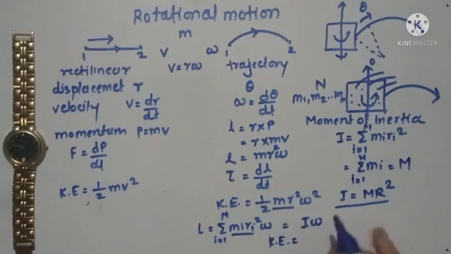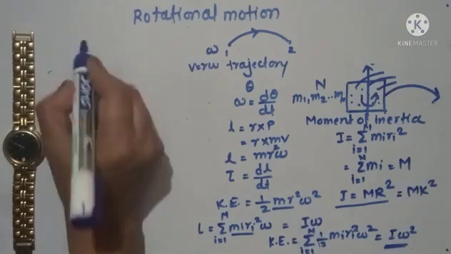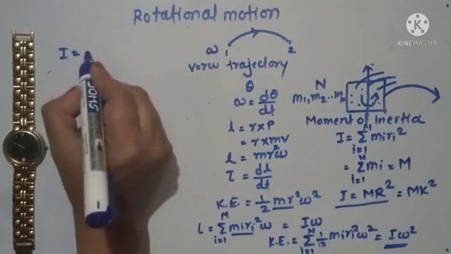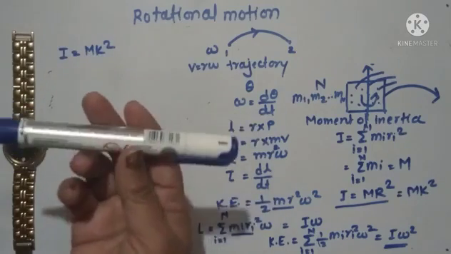Kinetic energy, the total kinetic energy will be given by summation i runs from 1 to n, 1 half m_i r_i square omega square, which is equal to 1 half I omega square. So this is nothing but the kinetic energy in the case of rotational motion in the form of moment of inertia. So this is also kinetic energy in the form of angular velocity, and now this is the kinetic energy in the form of moment of inertia. So this moment of inertia can be written in the form of radius of gyration as m into k square.